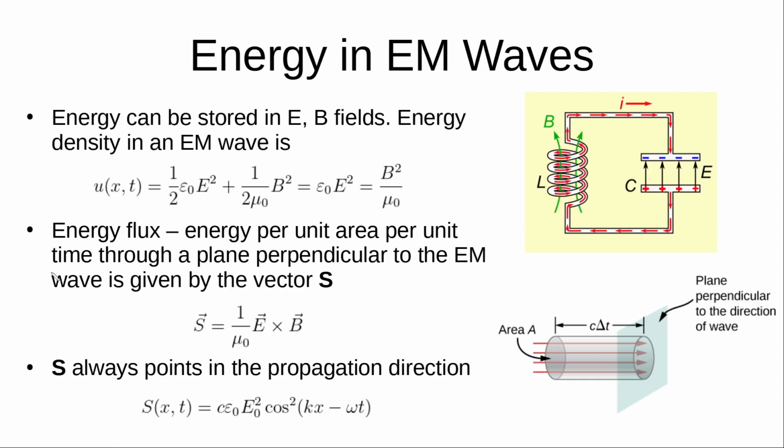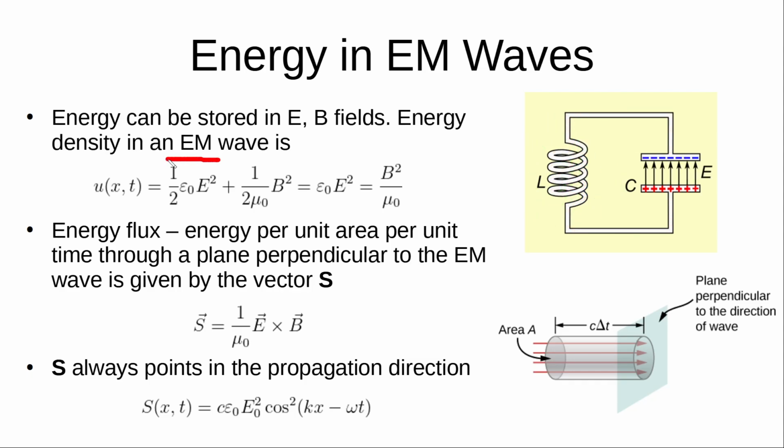So energy can also be stored in electric and magnetic fields, and we saw this when we studied capacitors and inductors, and specifically in the LC circuit, which is just a combination of an inductor and a capacitor. We saw that energy can oscillate back and forth between the capacitor and inductor. So energy is at sometimes stored in the electric field in the capacitor, and at other times stored in the magnetic field in the inductor.